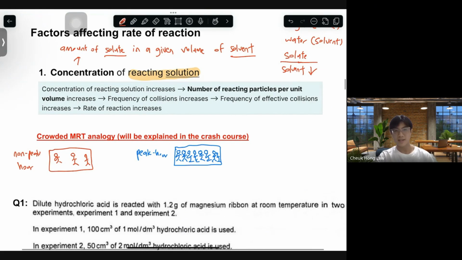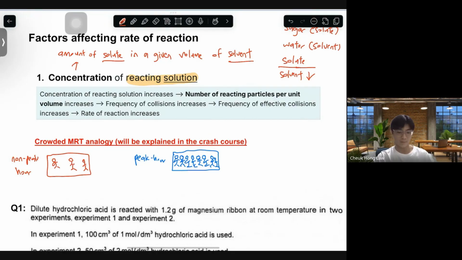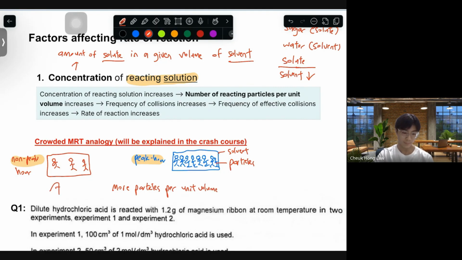So think of the MRT as your solvent. Okay, the MRT is your solvent. And then the people, they are your particles. So which one has more particles per unit volume? Non-peak hour or peak hour? Okay, can you guys comment down below? Which one has more particles per unit volume? Is it A, which is non-peak hour, or is it B, which is peak hour?